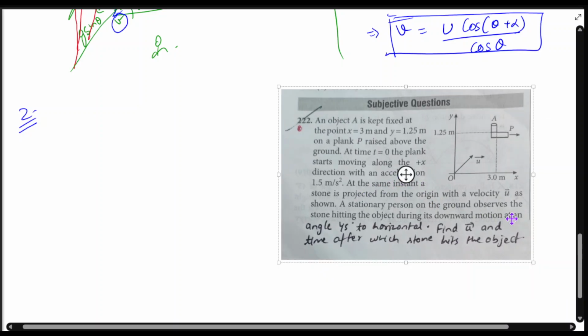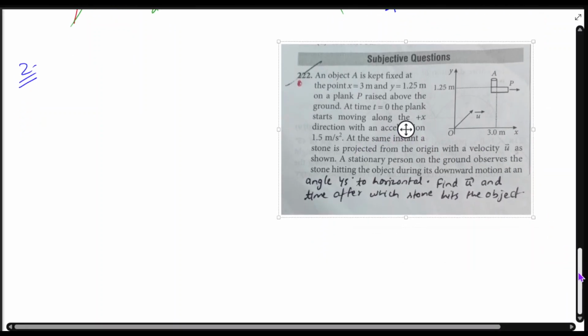So this is going to be our next question. Let me adjust it. Now what is this question saying? An object A is kept fixed at this point on a plank raised above the ground. So the height of this plank is negligible. So A is already here.